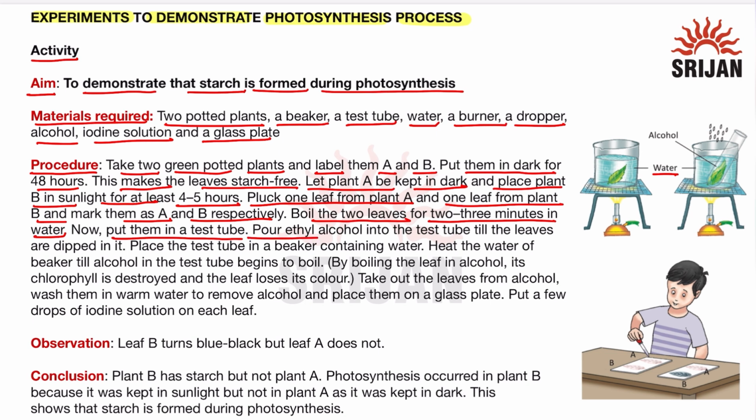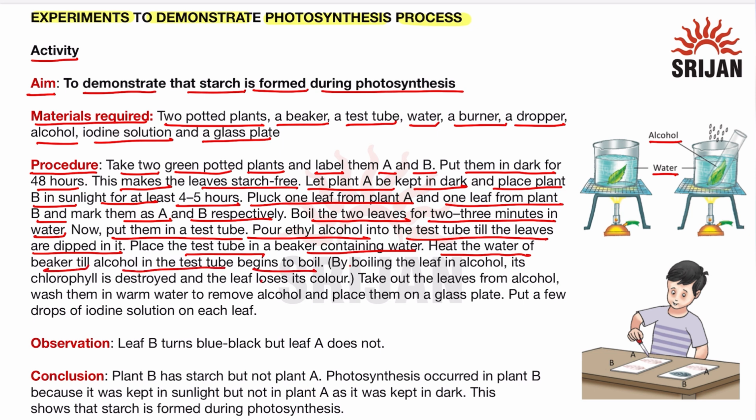Now pour ethyl alcohol into the test tube till the leaves are dipped in it. So we put alcohol in the test tube and place the test tube in a beaker containing water. Now heat the water of the beaker till the alcohol in the test tube begins to boil.